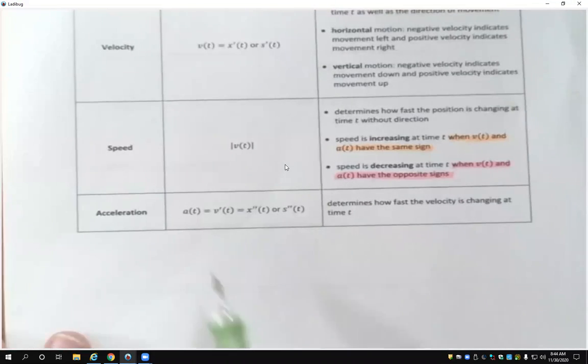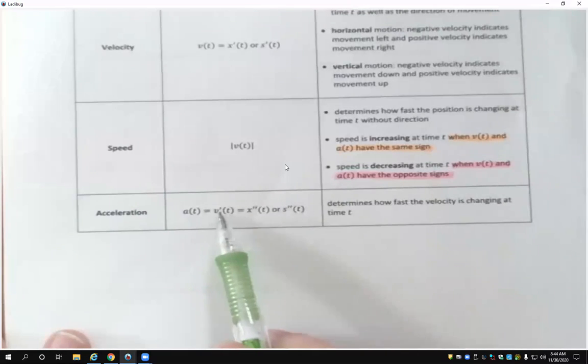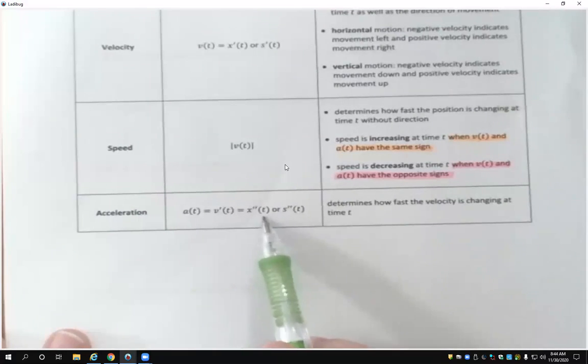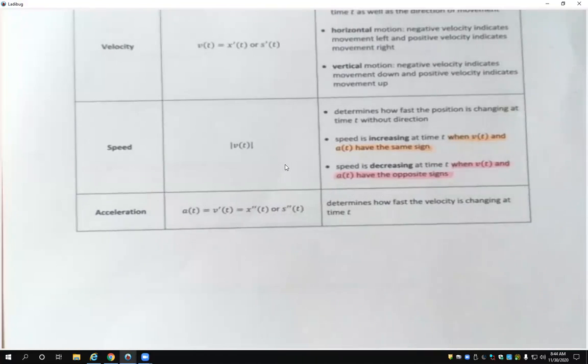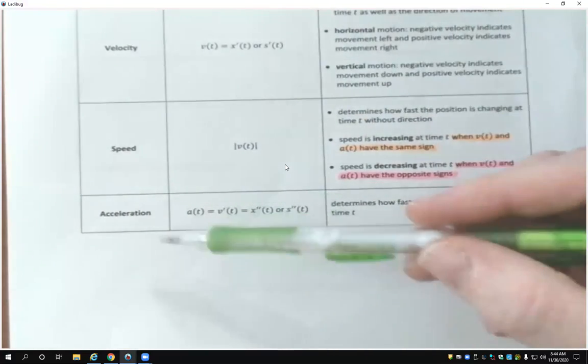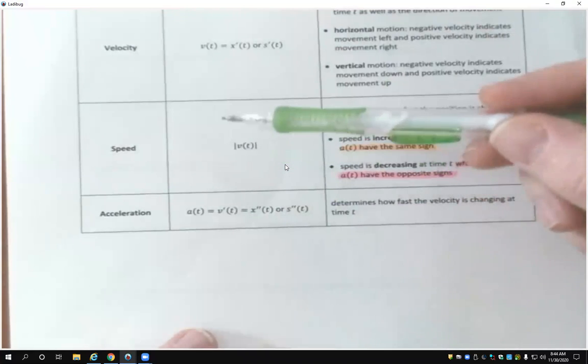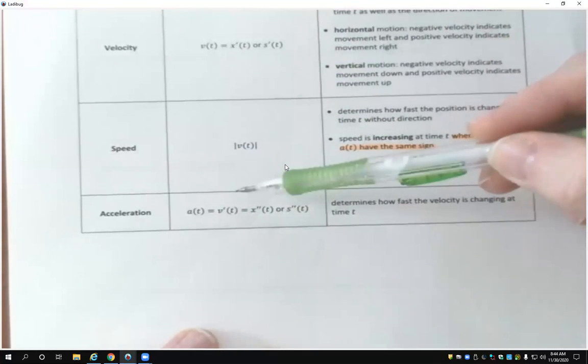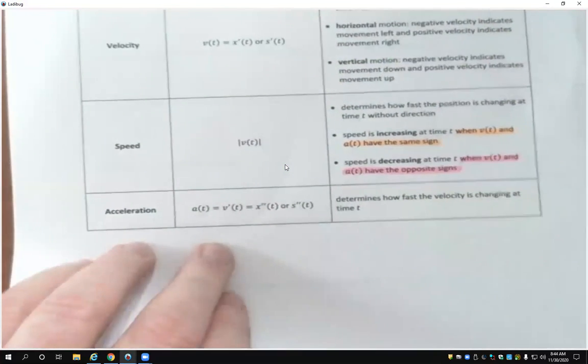And the last one is acceleration. Acceleration is the derivative of velocity or the second derivative of position. Okay. Its units would be, for example, feet per second squared. Okay. And it determines how fast the velocity is changing. So it's a rate of a rate. Velocity is the rate of position. Acceleration is the rate of velocity.